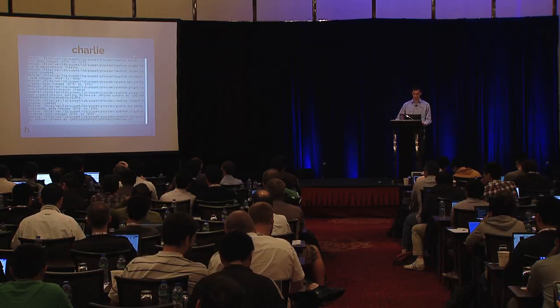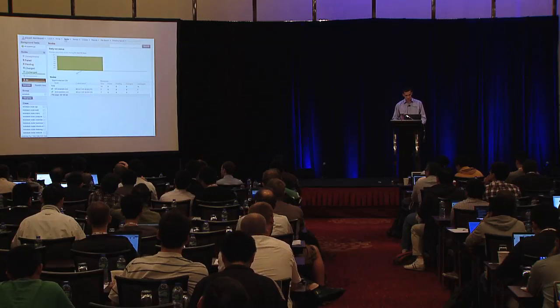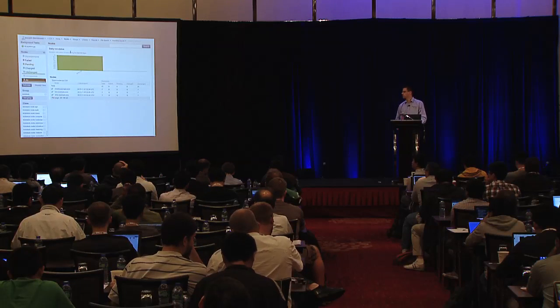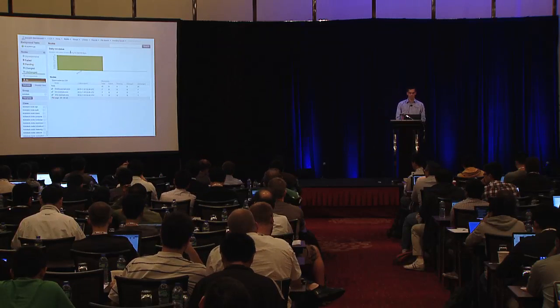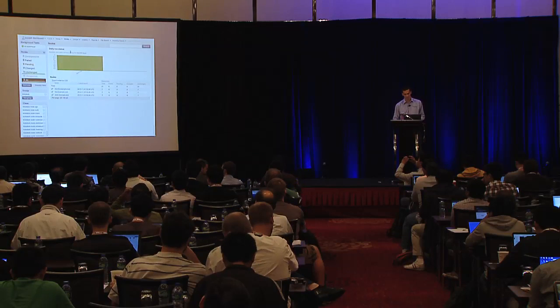So that's that. And then we switch back to our Puppet dashboard. We should now see those three nodes checked in in a moment. Right now there are two. And there is Charlie. Okay, so we've got all three nodes, Alice, Bob, and Charlie. They've checked into the Puppet dashboard, and we're happy.